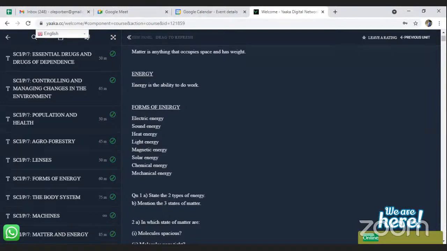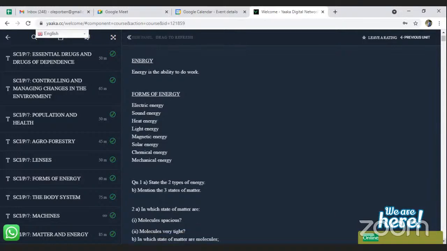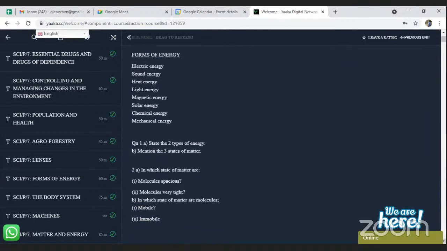What is kinetic energy? Kinetic energy is a type of energy possessed by moving objects. Very good. Then potential energy. Potential energy is the type of energy possessed by objects at rest. Or if you don't want to use the word at rest, you will say possessed by stationary objects. As simple as that. So when you're doing your work, you'll also get these questions here.